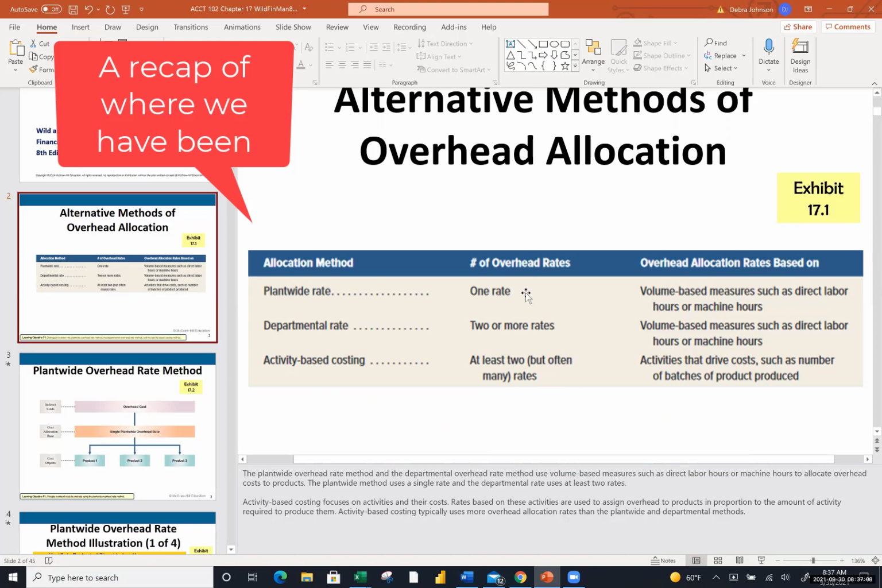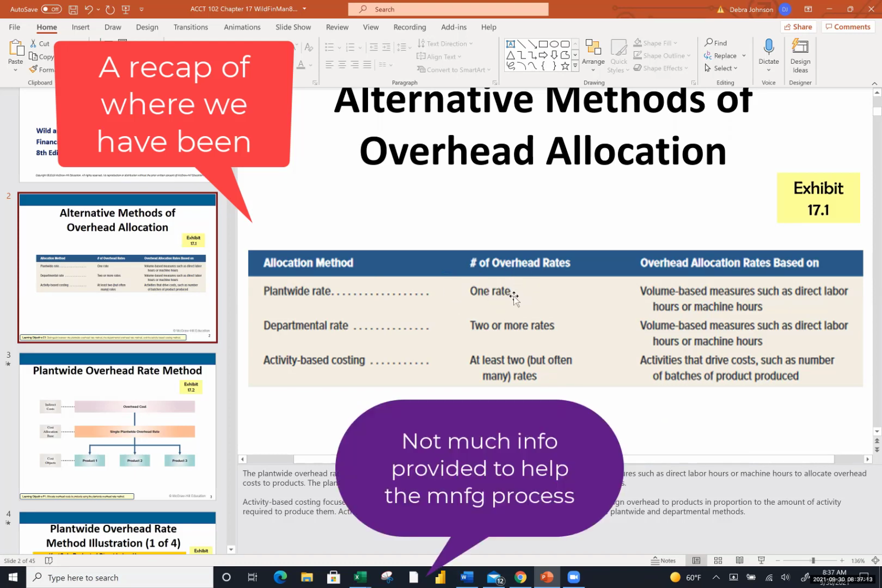We said it is GAAP acceptable, but it doesn't give us a whole lot of information, nor does it do anything to bring to light any inefficiencies or waste.